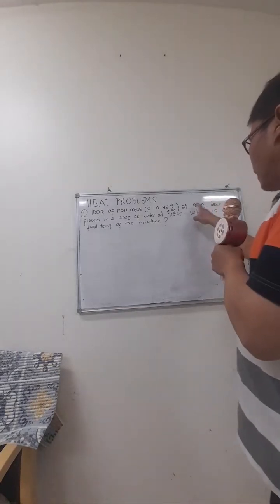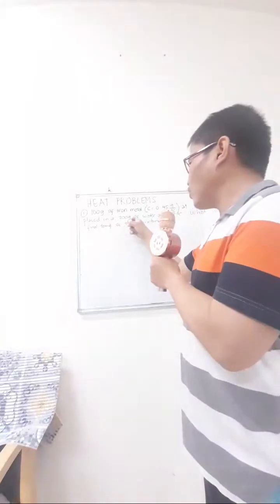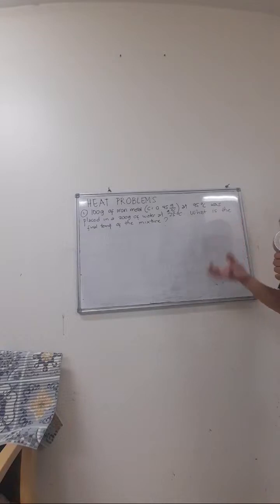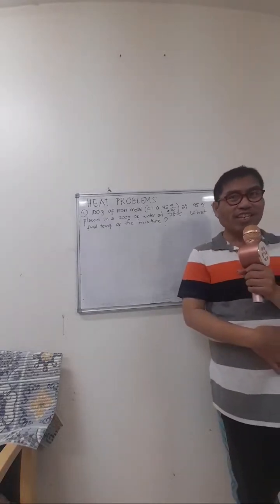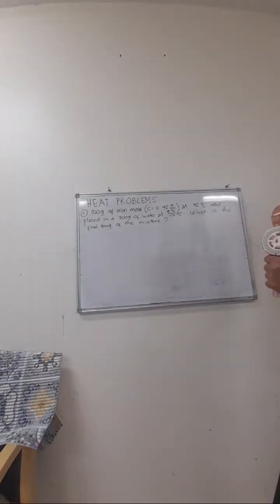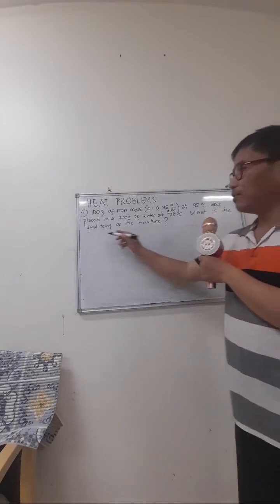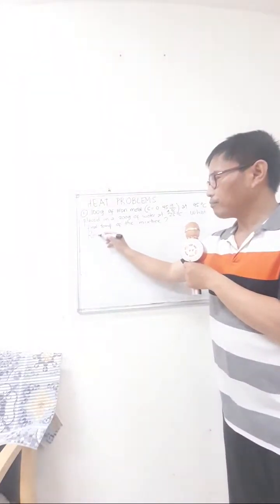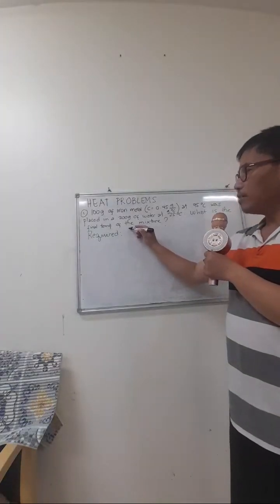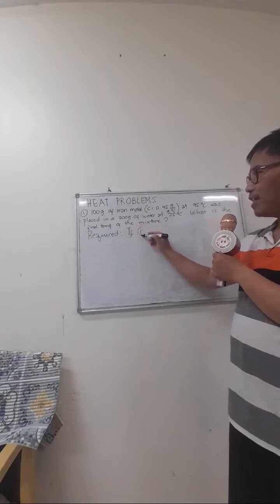At 95 degrees Celsius, it was placed in 200 grams of water at 25 degrees Celsius. What is the final temperature of the mixture? It talks about temperature changes, not phase changes. So let's go now to our solution. But before anything else, what's being asked is the final temperature, so let's denote that as TF. Required means this is what is being asked. TF meaning final temperature.